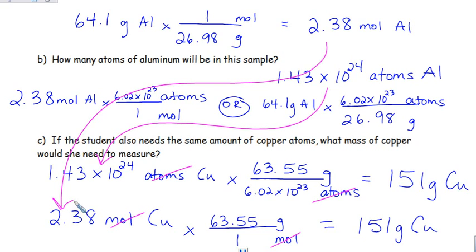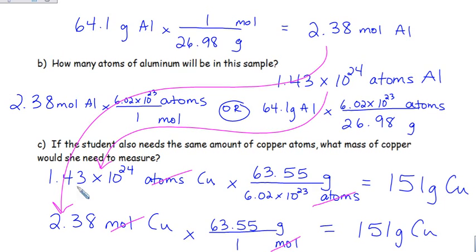Now here's the other thing I love about this question. So check it out. We started with 64 grams of aluminum. We end up with a little more than double the amount of copper. If for this chemical reaction we need the same amount of atoms, that does not mean the same amount of grams. Copper atoms are just bigger atoms. There's more protons, neutrons. The mass is larger.